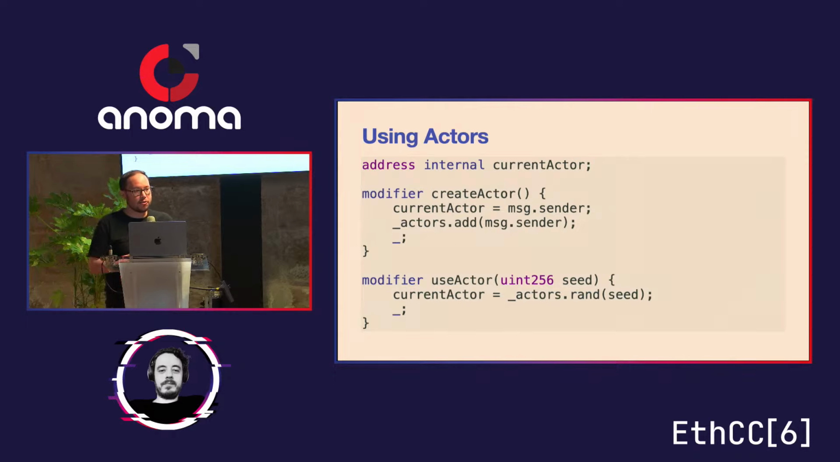We'll add this modifier, create actor. What this does is set the current actor to whatever the fuzzed message sender value is, and then add it to the set. That add will be a no-op if it's already in the set, right? So it's just going to be added to our actor set. And then this useActor modifier, which takes a seed as an argument, so we can fuzz on a seed and grab a random actor out of that known list of actor addresses.